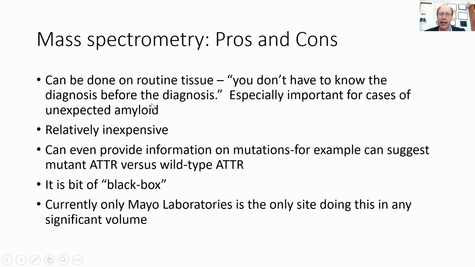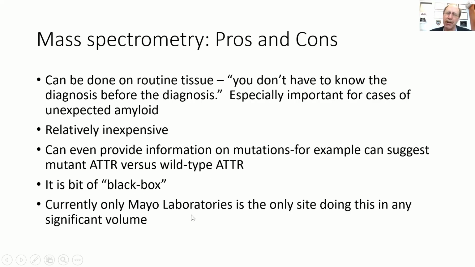Again, what are the advantages of this is that we can do this on routine tissue. We don't have to know the diagnosis before the diagnosis, and if we see unexpected amyloid, we can turn to this to really get a highly specific type. It's actually relatively inexpensive, and it provides very specific information. They can typically tell mutated ATTR from wild type ATTR, for example. It is a bit of a black box, that goes off and an answer comes back and you have to sort of trust that.